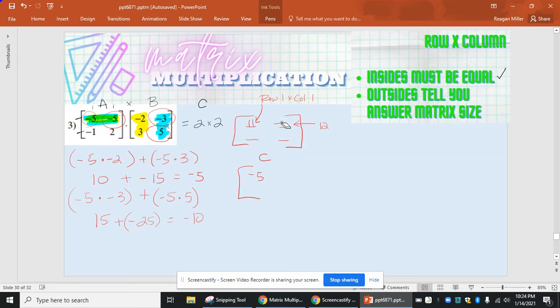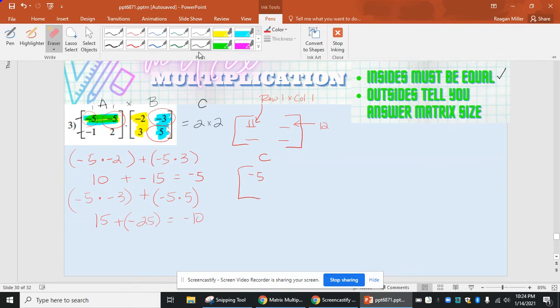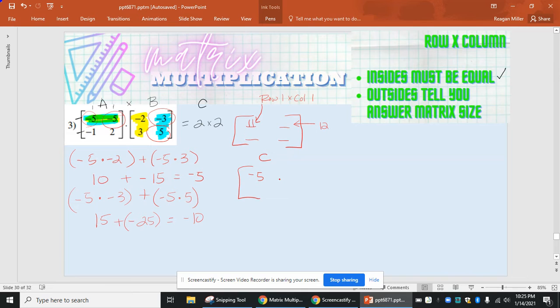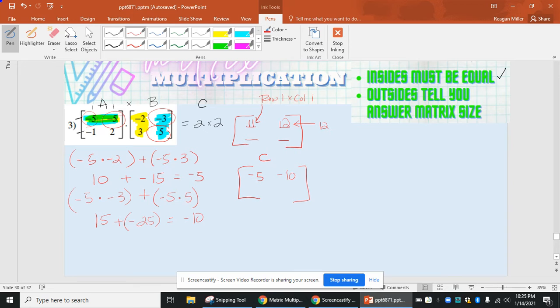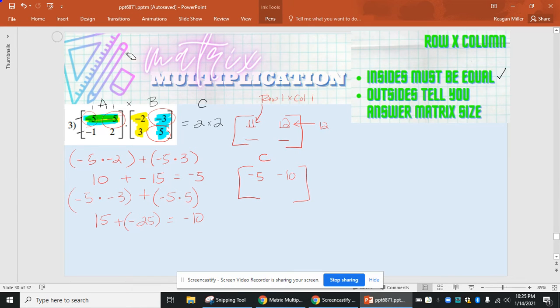So that -10 right there, I should have written that right here. This is where I was writing my answers. So this spot is position 12, if we're talking about how to name each individual element, and then the answers are down here. These are the answers.